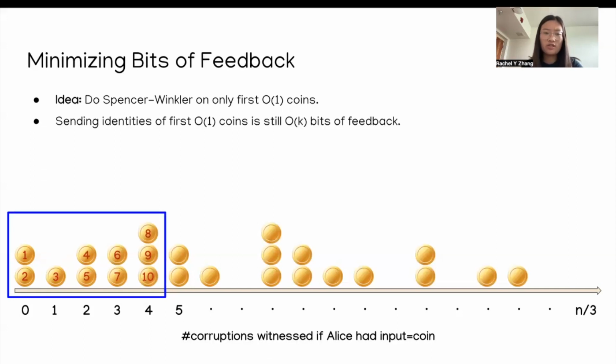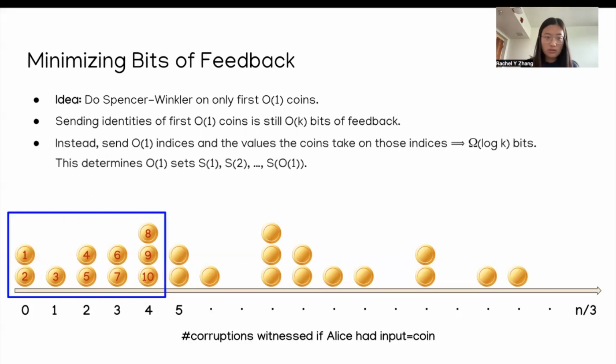So here's the issue though: sending the identity of the first O(1) coins is still at least k bits of feedback, right? Even sending the identity of one coin is still k bits of feedback, because you have to send what x is, and x is length k. So that's not going to be so good. We can't even send just the identity of the first coin.